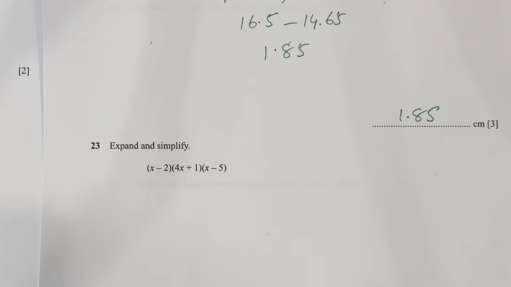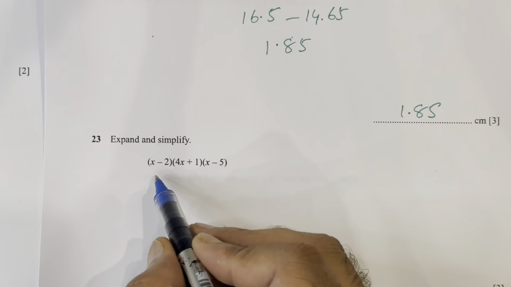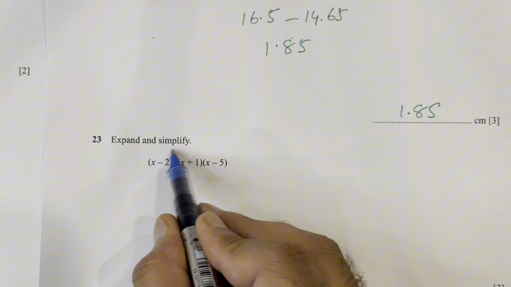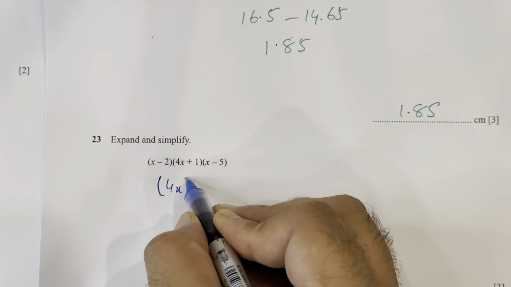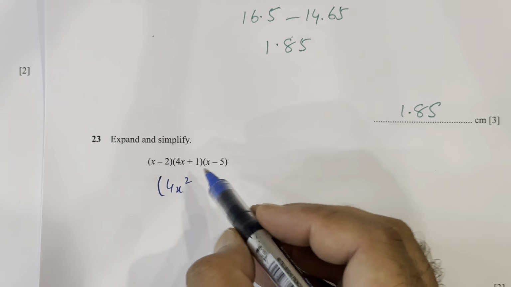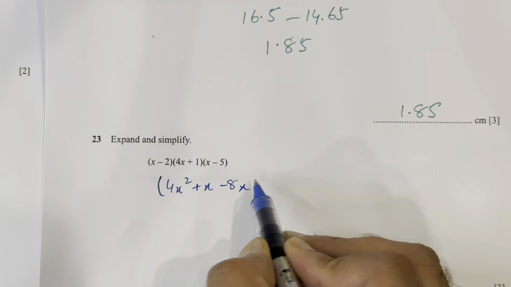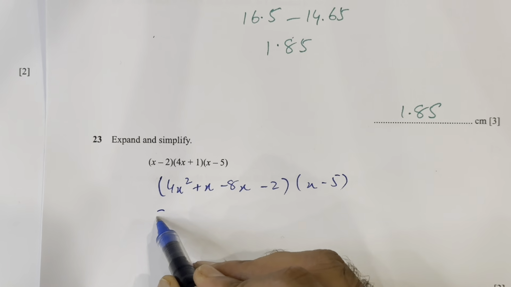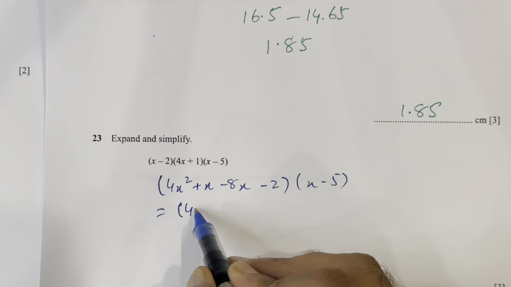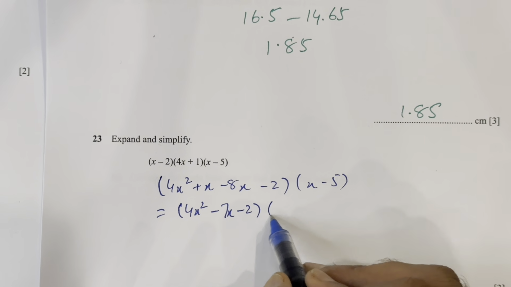Question number 23. Expand and simplify x minus 2 into 4x plus 1. So first we need to multiply these two values. x into 4x, answer would be 4x square. x into 1, answer would be x, minus 8x, then minus 2x minus 5. Our answer over here would be 4x square minus 7x minus 2x minus 5.